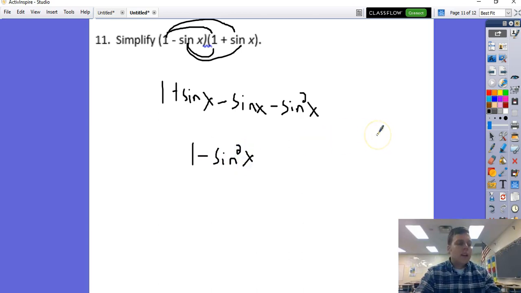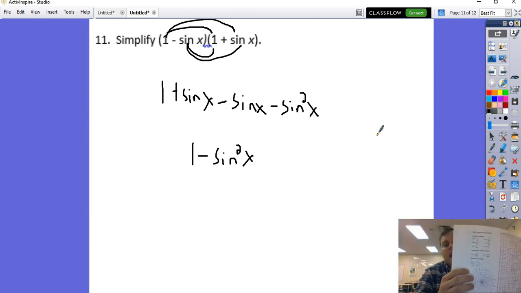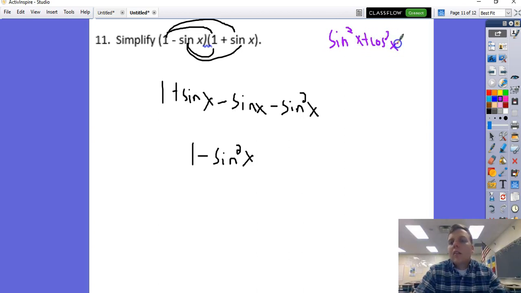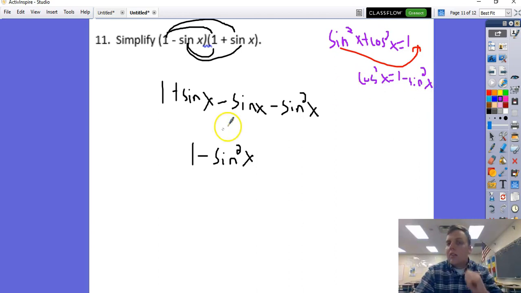Now you should think, ooh, that's a trig identity. If you look at your Pythagorean identities, you'll see there's one that says sine squared plus cosine squared is equal to 1. Think about that for a second. If you have sine squared x plus cosine squared x equal to 1, how could you rewrite this so that one side looks like this? I could just take the sine squared x and move it over. If I did that, I would get cosine squared x is equal to 1 minus sine squared x. So I can change this to cosine squared x, and I'm done. That's all that's required for that problem.